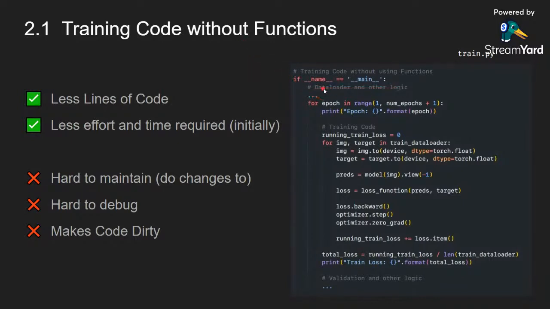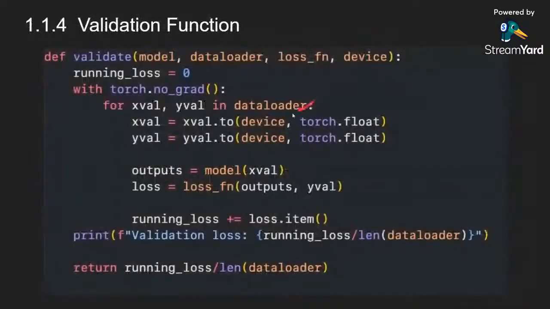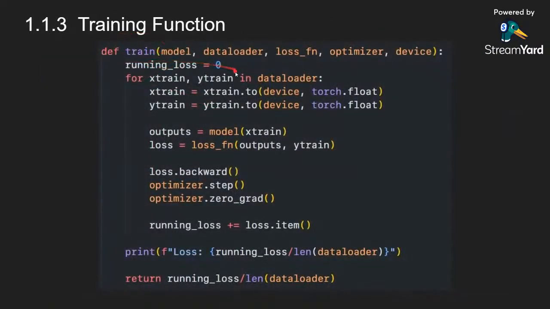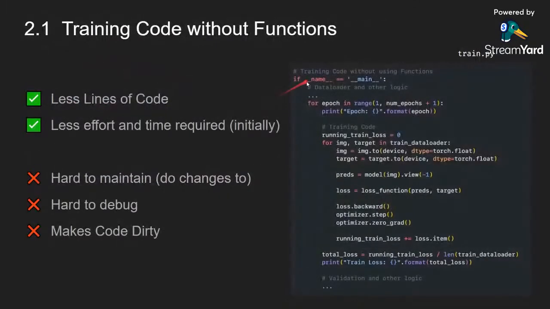So there are two ways of writing your training code. You can either write your training code inside different modular functions, one for training, one for validation, as you saw here. Or the other way is just writing this all at once, in one single place. So if you notice very carefully, this is the epoch logic, which will iterate you over multiple epochs, and this one is the training.